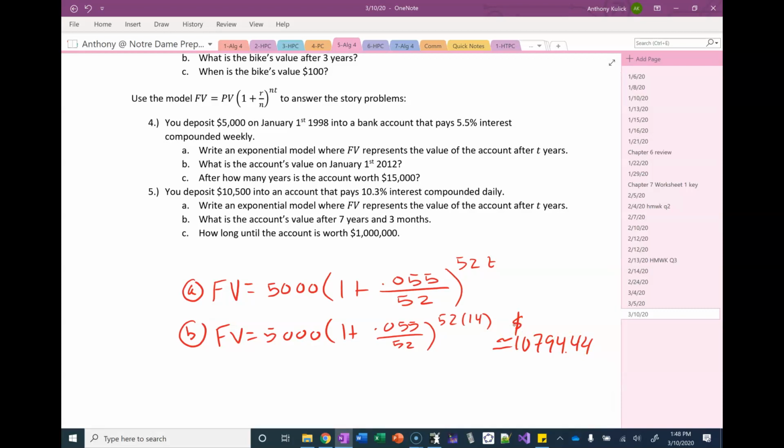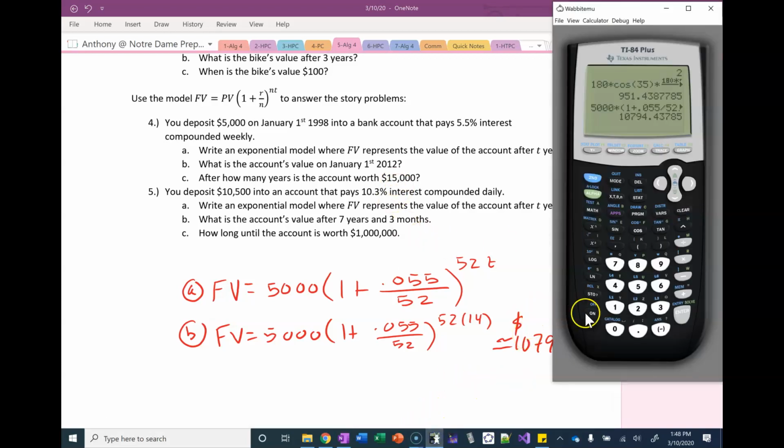And then part C says, after how many years is the account worth 15,000? So to do this, we're going to have to solve by graphing. So my first equation is just going to be my model. Okay. And my second equation is going to be 15,000. And then I'm going to have to set my window.